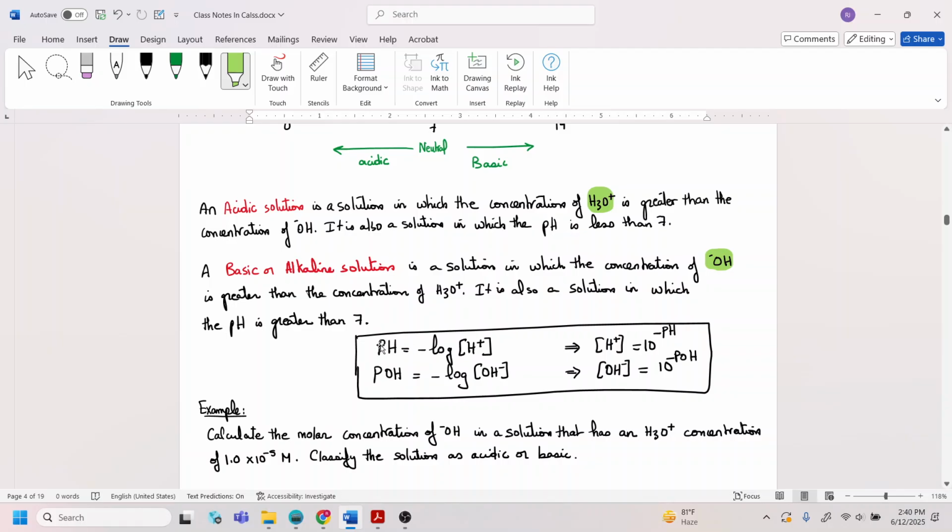So we have two relationships here. pH is equal to minus log. This is log base 10. Okay? So minus log in your calculator is log base 10. So it's going to be minus log of the concentration of H plus.